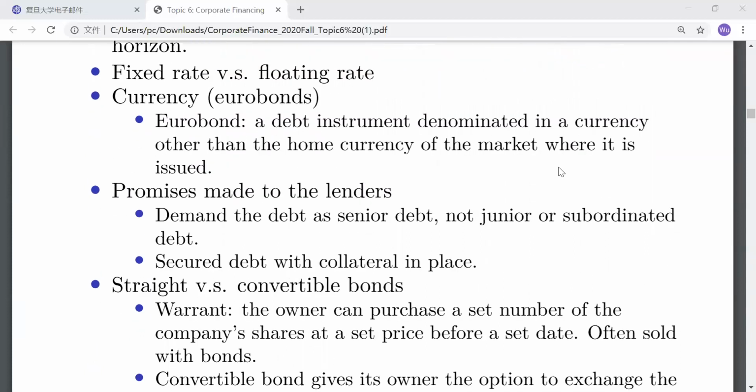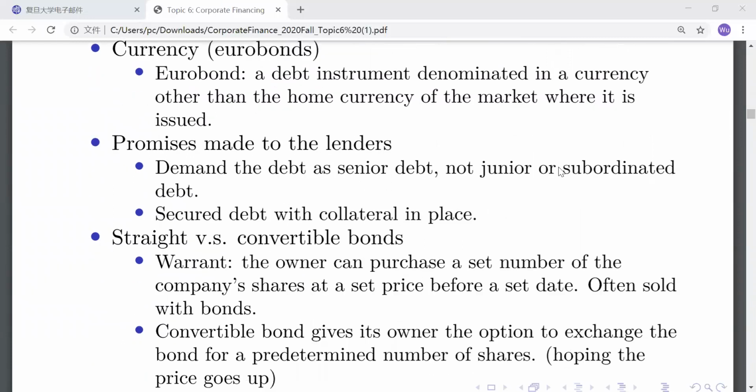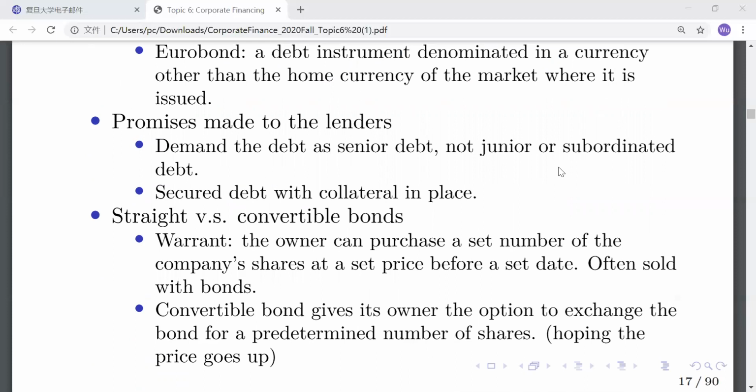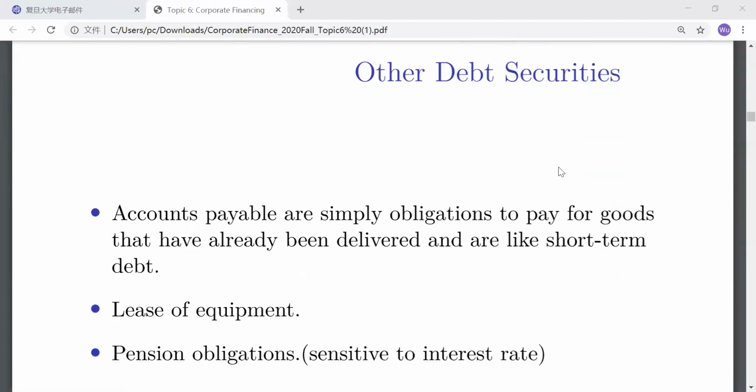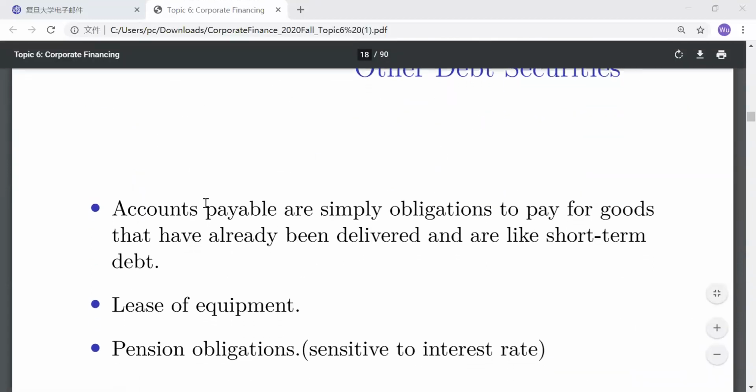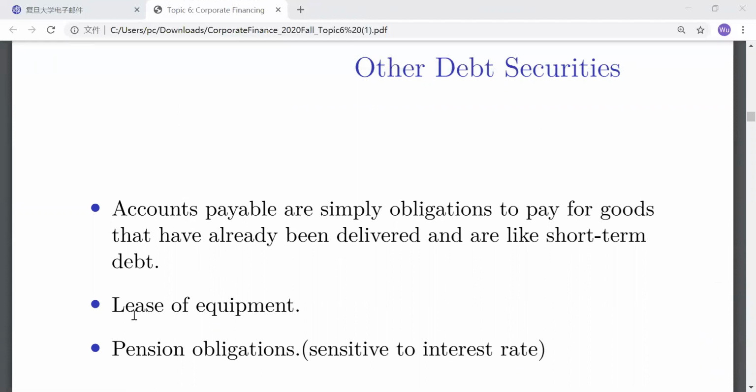And for bonds, there could be straight bonds, and there could be convertible bonds. Convertible bonds give the owner the option to exchange the bond for a predetermined number of shares. The reason is that the owners hope the share price will go up in the future. There are also other debt securities, for example, accounts payable, leases of equipment, and pension obligations. In some industries, lease of equipment can be thought of as hidden debt. If you lease an airplane, you need to pay lease payments every month, so you can think of that as hidden debt.